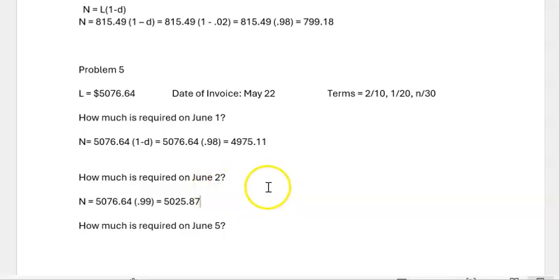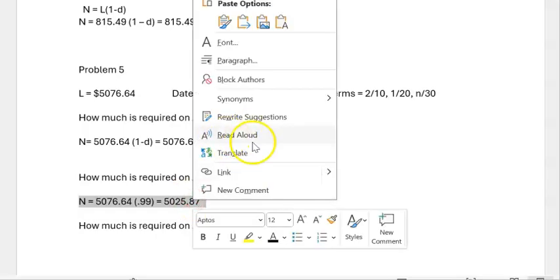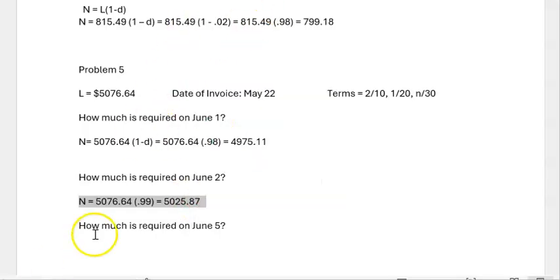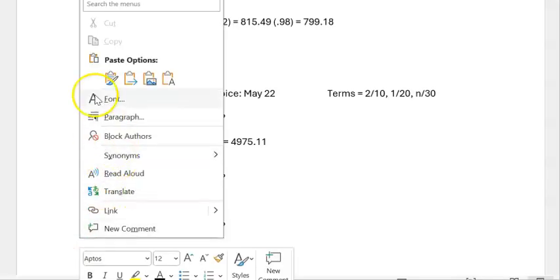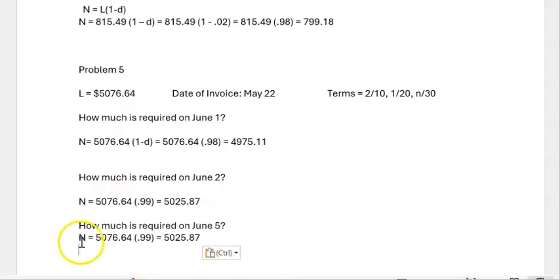Okay, so June 5th. If June 2nd represents the 11th day, June 5th would represent the 14th day. So that would still qualify for the 1% discount. So I'm just going to copy that and paste it down here. That gives us the exact same amount if we pay it on June 5th.